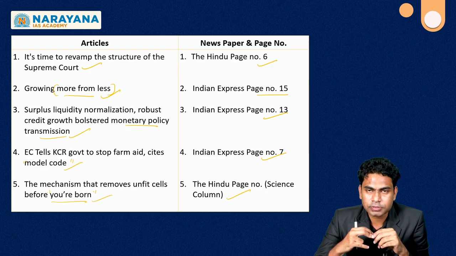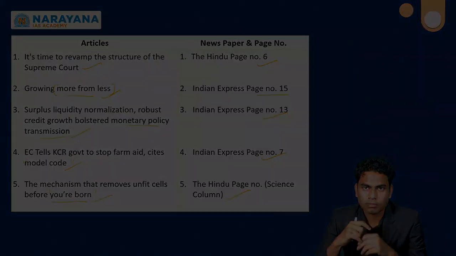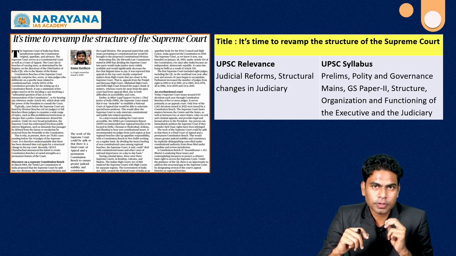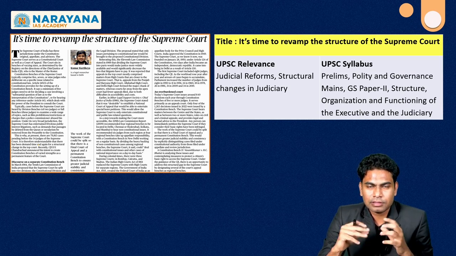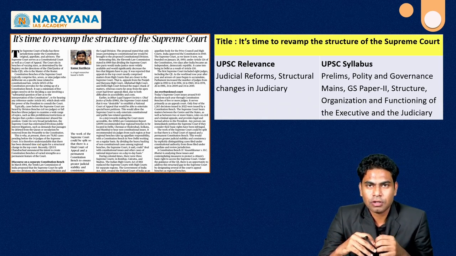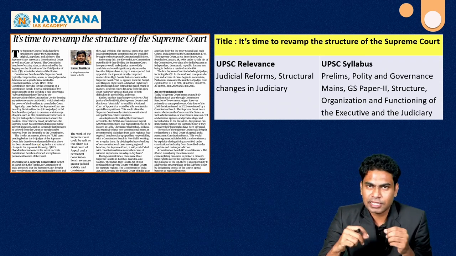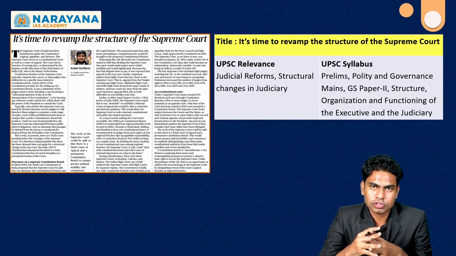Now, let us begin our analysis with the first article. This article deals about the need for restructuring the Supreme Court. There is a lot of subjectivity involved in deciding the constitution benches or non-constitutional benches that deal with various cases. The cases might be constitutional and non-constitutional.